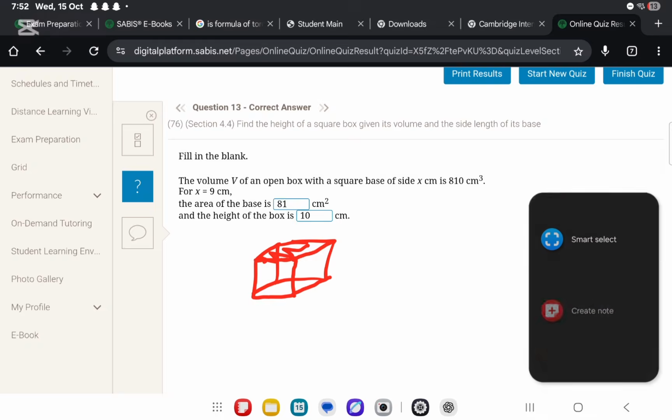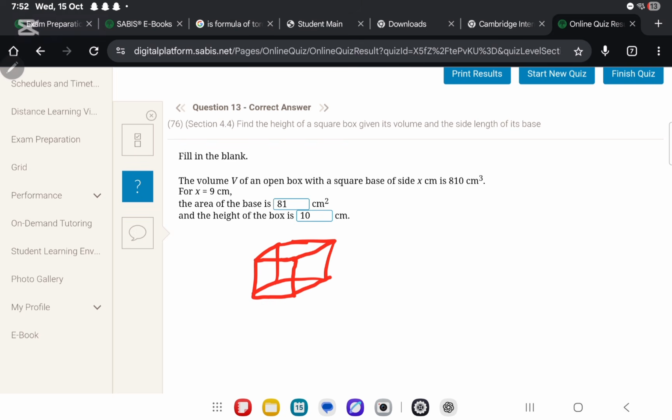So, square base of side x. So this is x here, this is x here. I'm assuming this is also x here. Oh no, h is not given, so it's like this. For x equals 9, it's 9 here, 9 here.